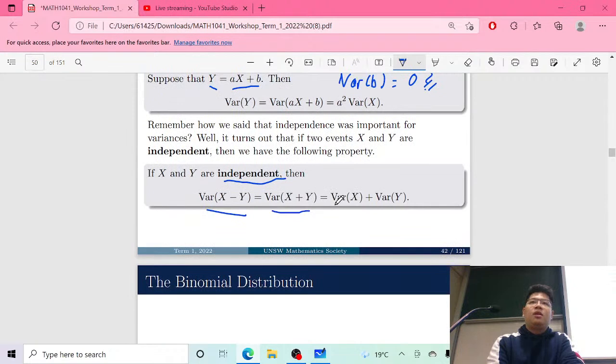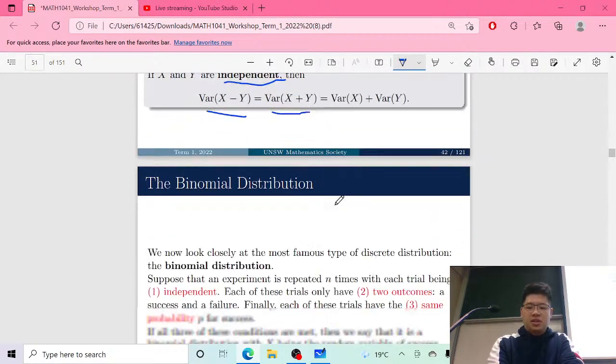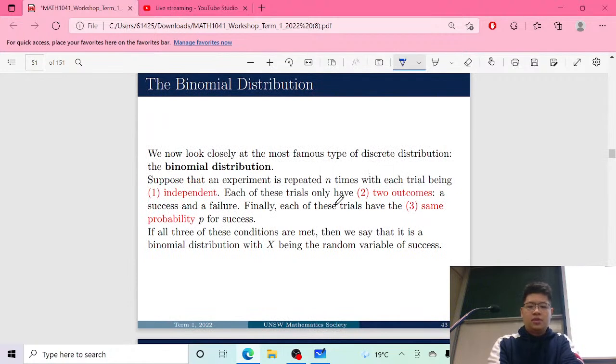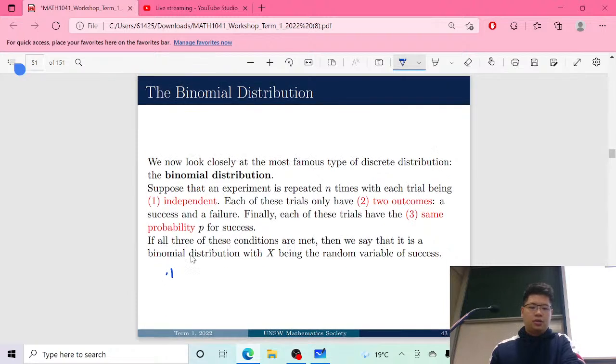So now that we've talked a little bit about variances, expected values, and discrete random variables, I'm going to introduce to you the most famous type of discrete distribution, the binomial distribution. The way I like to remember it is that x follows a binomial distribution if it satisfies three criteria. Let me write them down. The first one is that it's repeated n times and each trial is independent of the others. This means that the first trial won't affect the second trial, which won't affect the third trial, and so on and so forth. So the trials are independent. Okay, n trials.